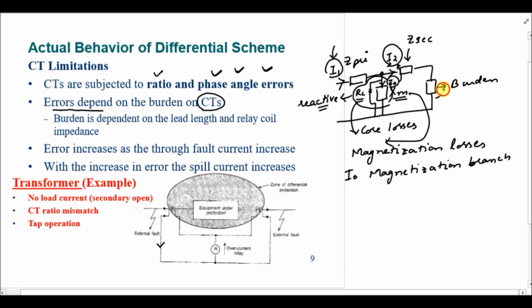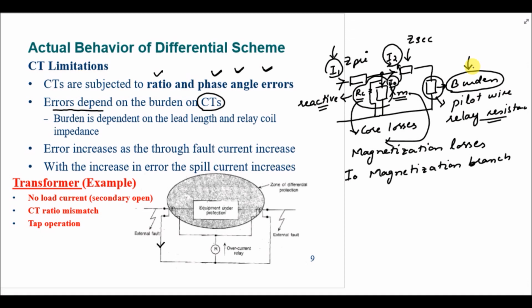Moreover, there is a burden here that represents the pilot wire resistance and reactance, as well as the relay resistance. So the error of the CT is dependent on the burden. If you have to reduce the error, you have to keep this burden equal to the rated burden of the CT, so there is minimum error between the actual value to be measured and the value given by the CTs.